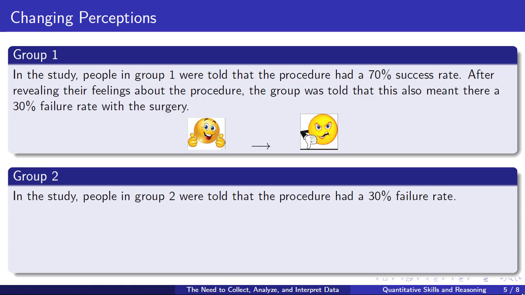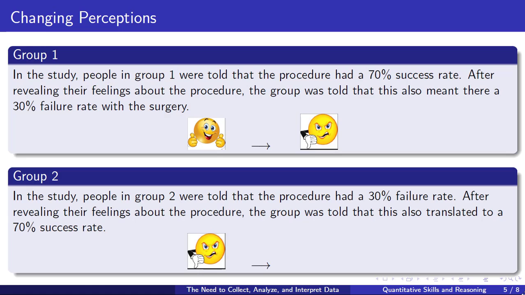Okay, in a similar manner, you might say, okay, so maybe group two did this flip flop. So they were told the 30% failure rate initially, and then they said, okay, well, that also means that we have a 70% success rate. So they went from a disapproval, in that case, of the procedure to remaining a disapproval.